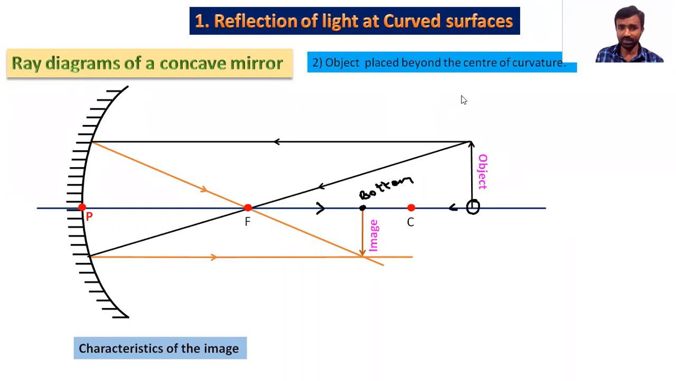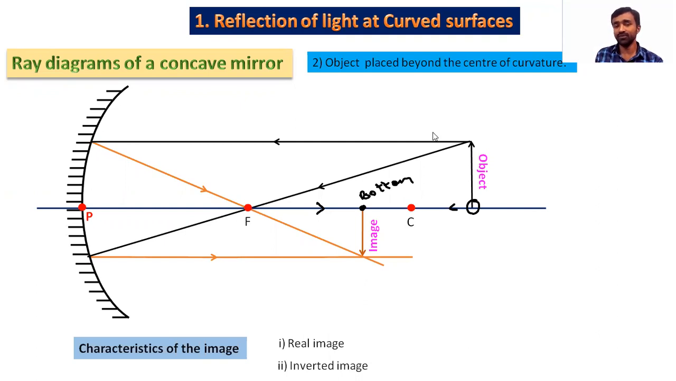Real image, because it is in front of the mirror. So the image type is real. Then the second one I require: is it an inverted image or an erect image? Inverted image. The third one I require is the size: smaller or more than the object, greater.